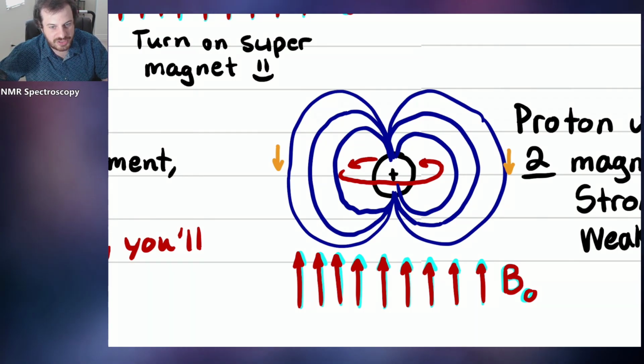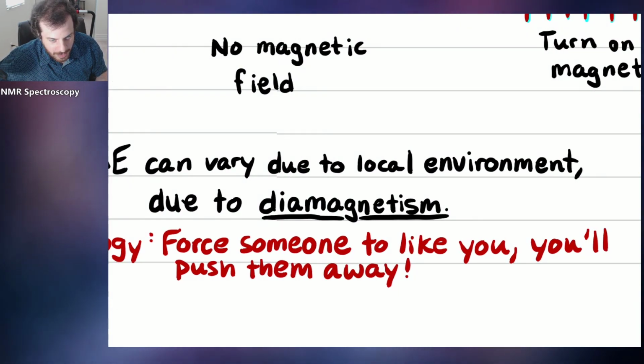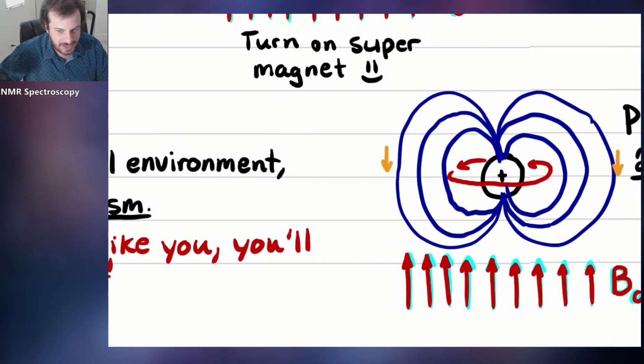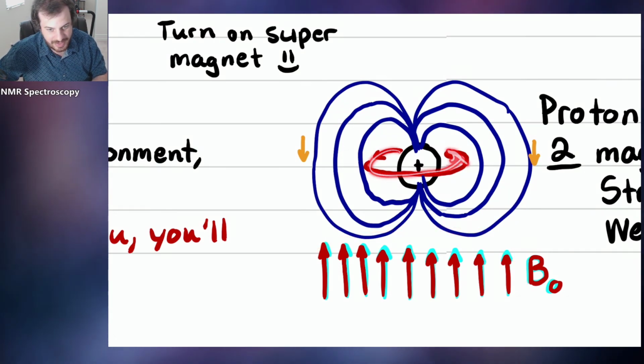And so the analogy I like to think of is, if you force someone to like you, you'll push them away. So imagine that this applied magnetic field is you trying to force someone to fall in love with you. And you know that never works. If you've ever tried to force someone to fall in love with you, they're going to be not interested in you at all. Okay, and that's exactly what's happening here. The magnetic field is trying to force the electrons to fall in love. They start rotating in the other direction and create an opposing magnetic field that says stay away.